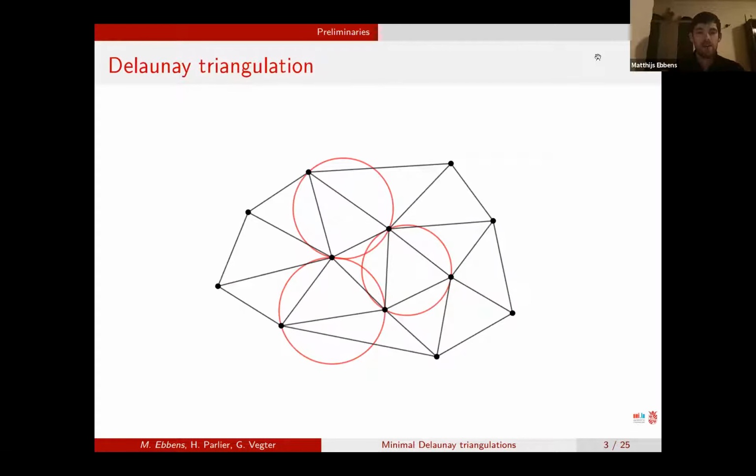Well, this one we have already seen many times before, but this is just for completeness. Of course, there are many ways in which you can triangulate a point set, for example, here in the plane. And one way to do it is with a Delaunay triangulation. And there's a special property that a Delaunay triangulation has, is that every circumscribed disk of a triangle does not contain any vertex in its interior.